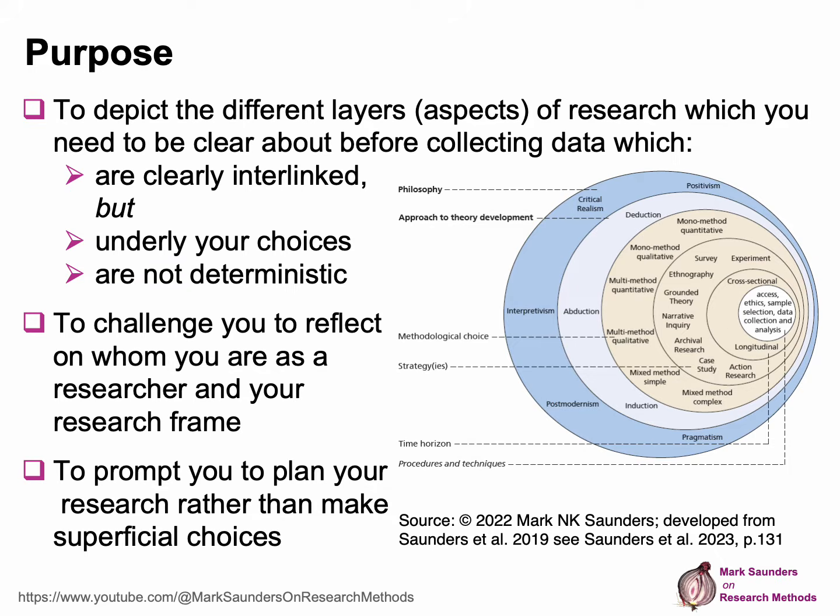The final parts of collecting data obviously involve gaining access, acting ethically, how we select our sample, and then the actual techniques, be they interviews, observation, questionnaires, and so on. And then obviously we undertake our analysis. The purpose of the onion is to depict these different layers or the aspects of research which you need to be clear about before you collect your data. Crucially, these are clearly interlinked and they all underlie your choices. But just because you do one thing doesn't mean you have to do one other thing. You have a variety of choices within this.